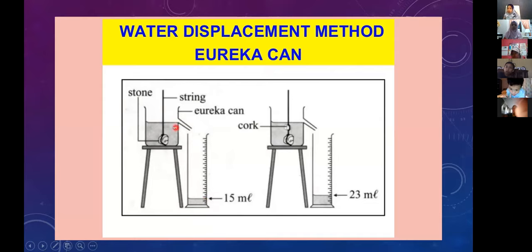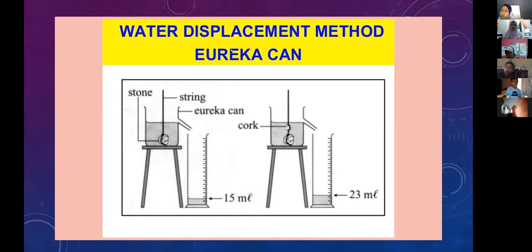Okay, bila teacher dah letak penuh-penuh air dalam Eureka can, when teacher want to measure the volume of the object, teacher put object inside the Eureka can, then the water will come out. So this water yang keluar dekat measuring cylinder ni is equal to the volume of the object. So the volume of this object is 15 ml.